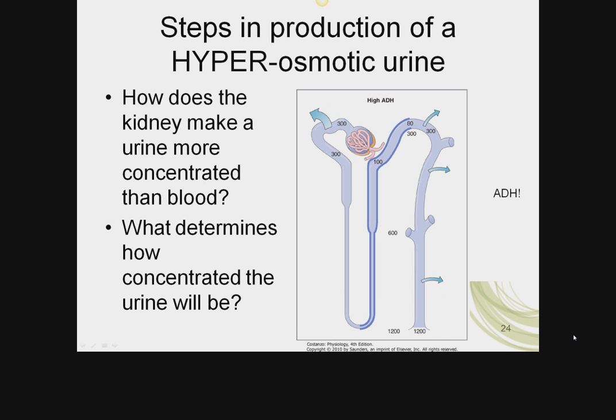At the same time that ADH causes insertion of aquaporins, it also causes the insertion of urea transporters. And the urea is also reabsorbed with the water, and this helps to maintain the salty interstitial gradient so that you can keep removing water, pulling it into the interstitial space, which will then go into the vasa recta or peritubular capillary beds, and by the time the urine leaves the medullary duct, it is as concentrated as your interstitial space.